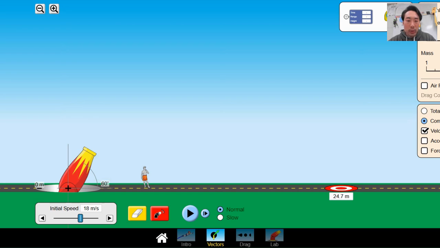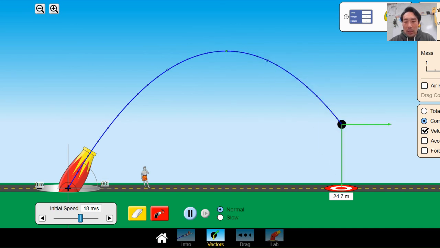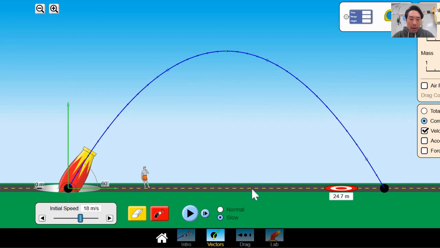This topic is called projectile motion. It's the idea that you're going to launch an object at an angle, and when you do, it's going to look like this. We're going to try to analyze the motion of this object as it travels through the air. All right, let's begin. So I'm going to fire this.